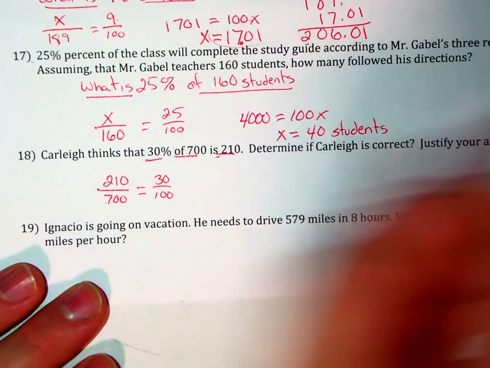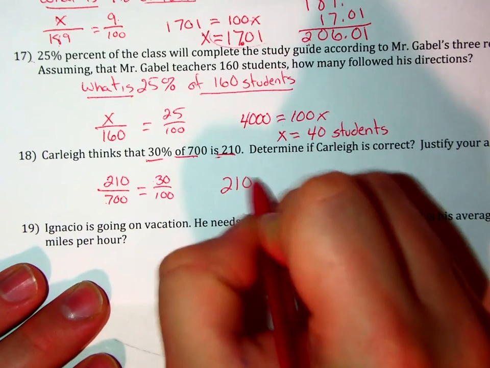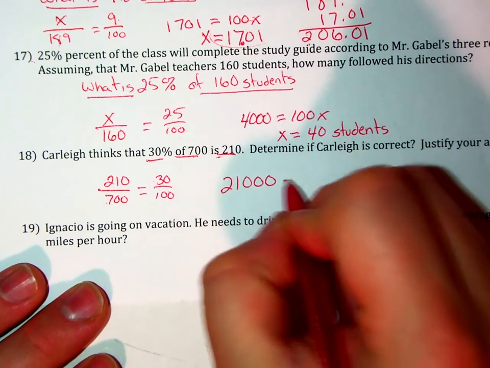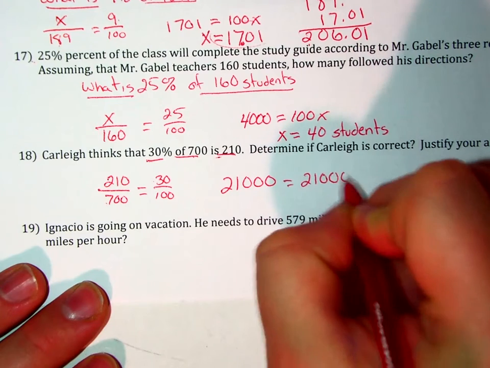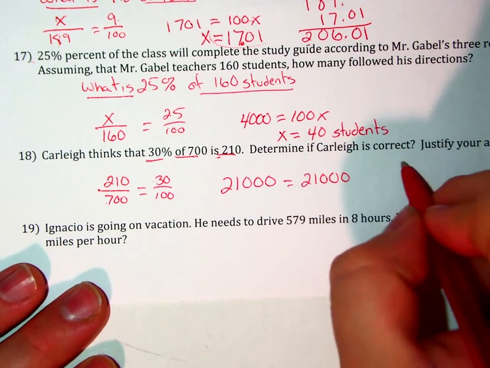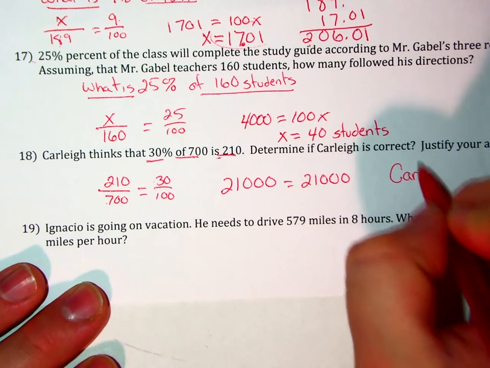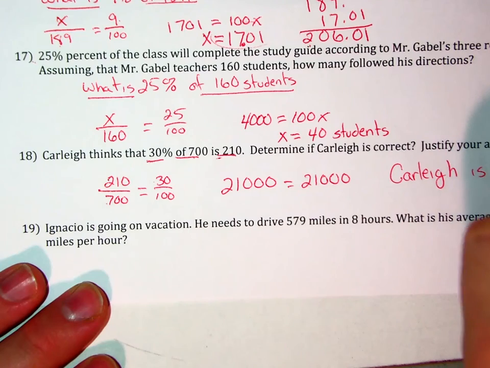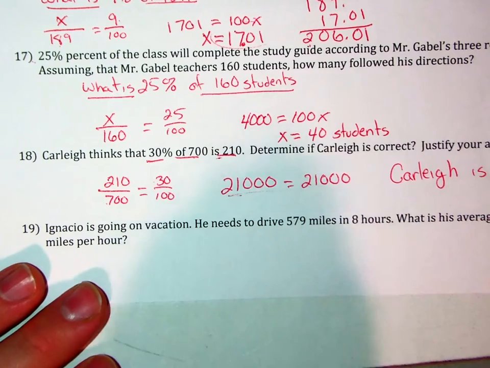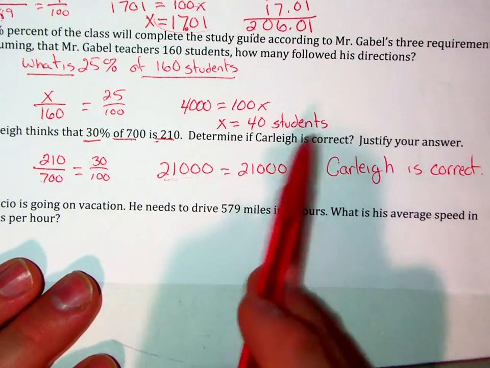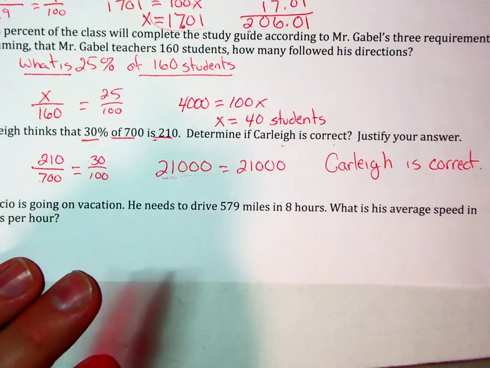So 700 times 30, 21,000. 210 times 100 equals 21,000. Since both of those do in fact equal each other, then Carly is correct. Had these numbers been different, then I would have known that the proportion was not correct and Carly's determination would have been incorrect.